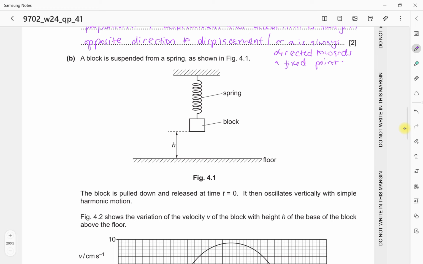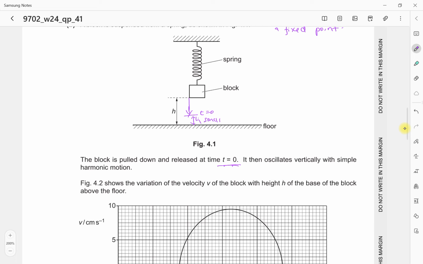A block is suspended from a spring as shown in the figure. The block is pulled down and released at time t equals 0. So it means it's pulled down, therefore h decreases, because h is the distance between the bottom of the block to the ground. So at t equals 0, h is a smaller value. It then oscillates vertically with simple harmonic motion.